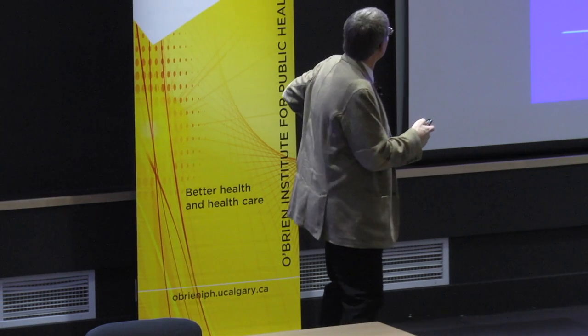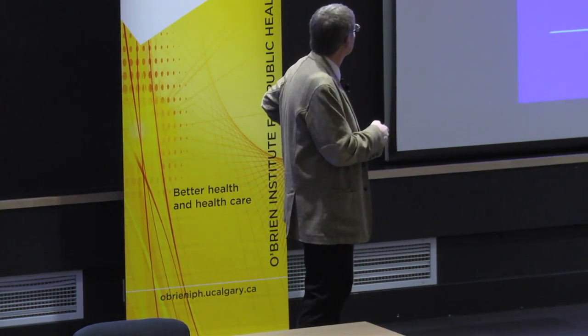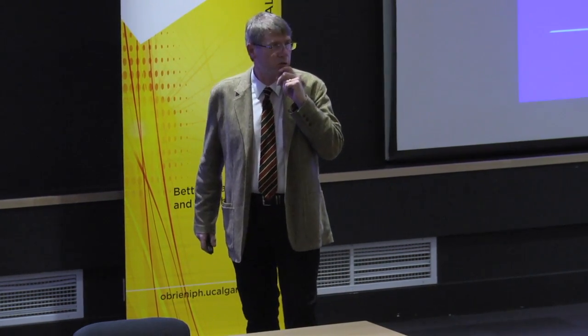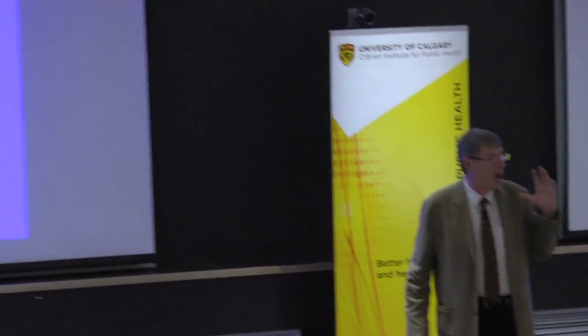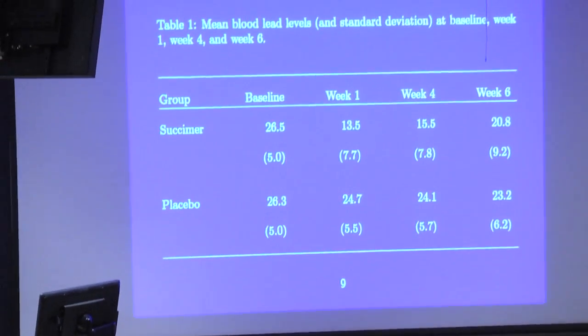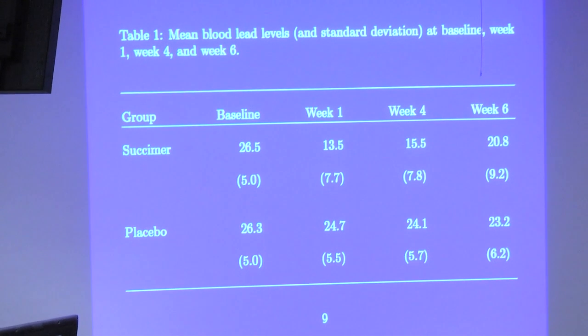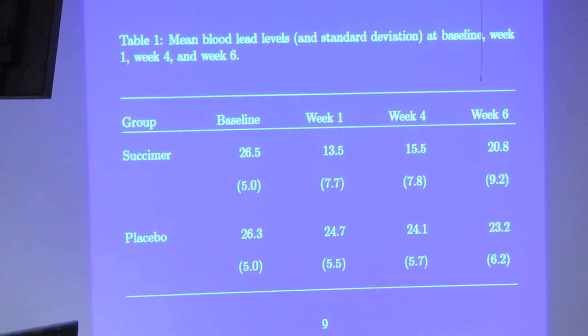So here we have the succimer group. These are the 50 infants who were randomized to the active oral chelating agent succimer. Here's the mean blood lead level at baseline, about 26.5. And then you can see there's a drop in the mean to about 13.5 at week 1. And then, curiously, it starts to increase again at week 4. And by week 6, it's gone up to 20.8.